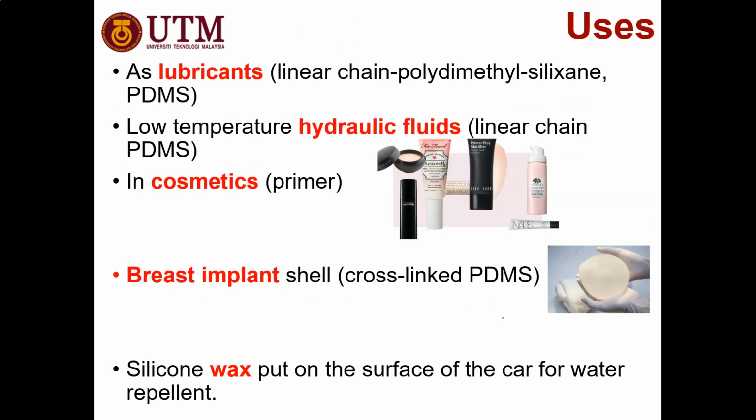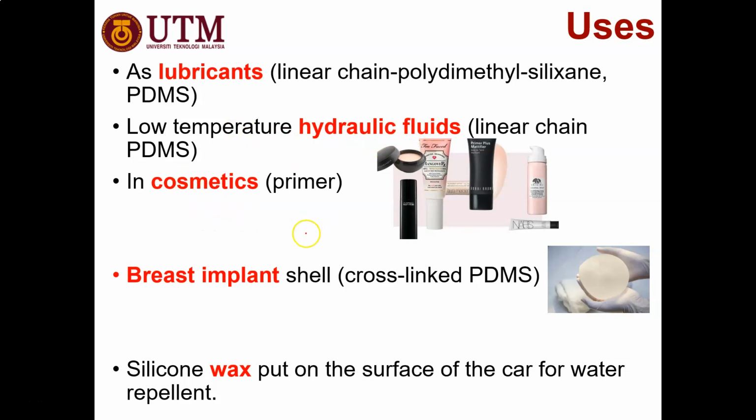So, antaranya ialah it can be used as lubricant. So, dia bukannya dalam bentuk tu, it is a linear chain polydimethylsiloxane, known as PDMS. Okay, maknanya dia digabungkan dengan benda lain untuk jadi lubricant. So, it is also used as a low temperature hydraulic fluid. Okay, it's a linear chain PDMS.